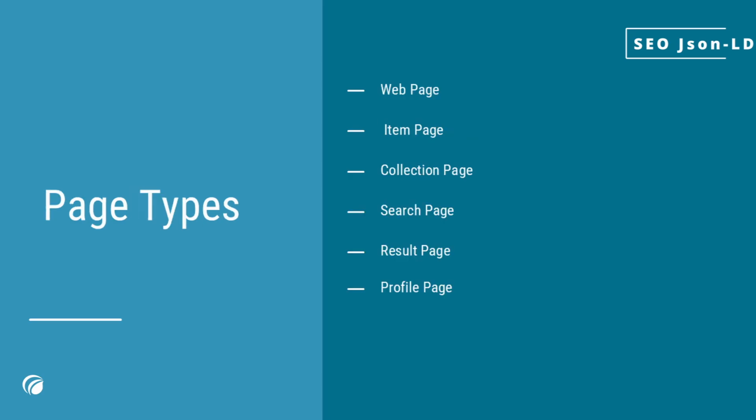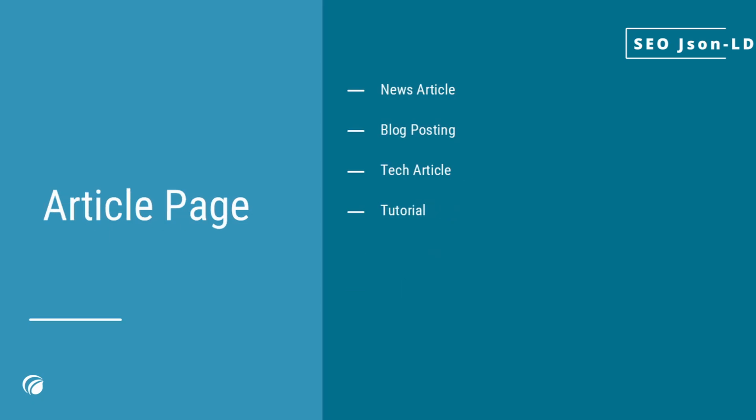own purpose. Web page is a parent type for more specific pages like item page, collection page, search results page, profile page, etc. There, you need to choose wisely which type of page matches your content, of course. Then we have an article, and its more specific child type, like a news article.